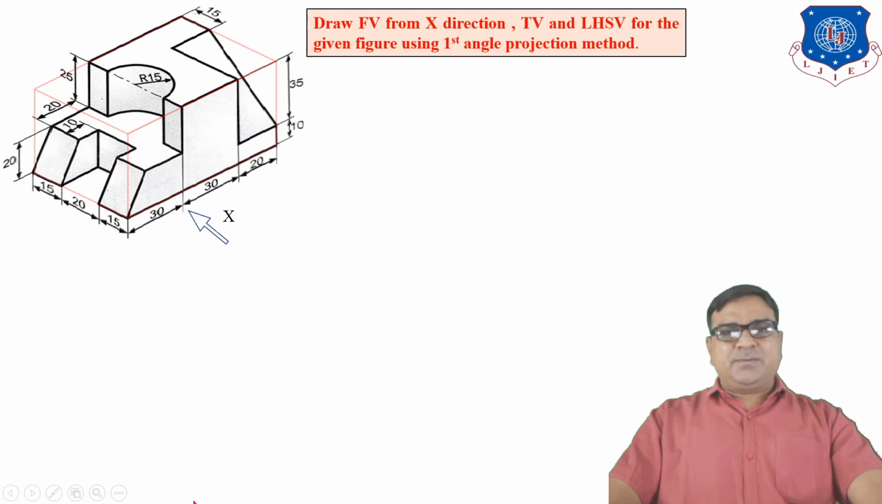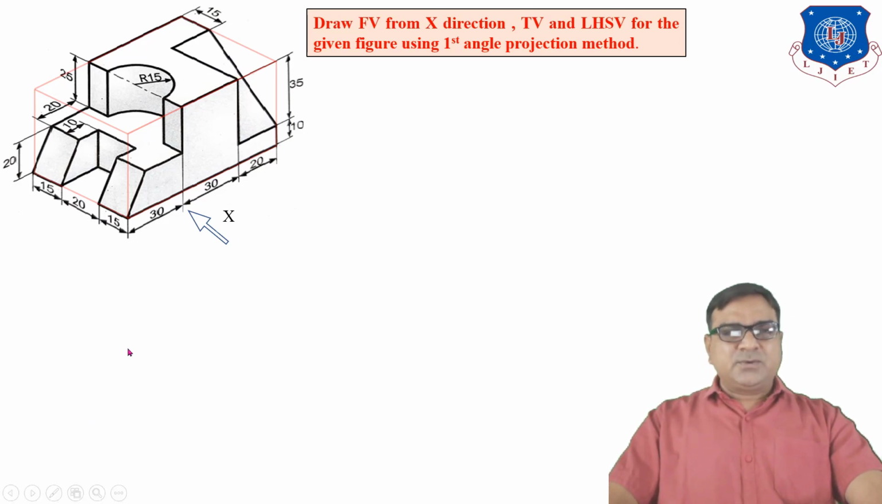So we must know the positions of the 2D projections. The front view is always above the XY line in first angle, the top view is below the XY line, and the side view, meaning the left hand side view, is placed on the right of the front view.